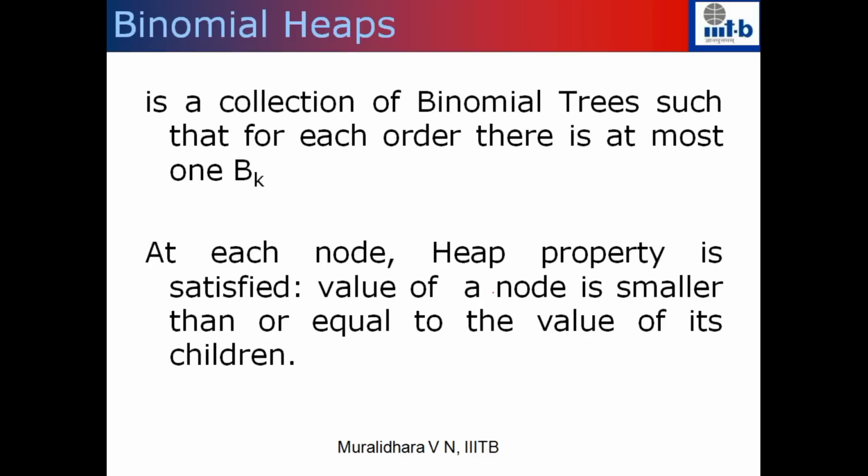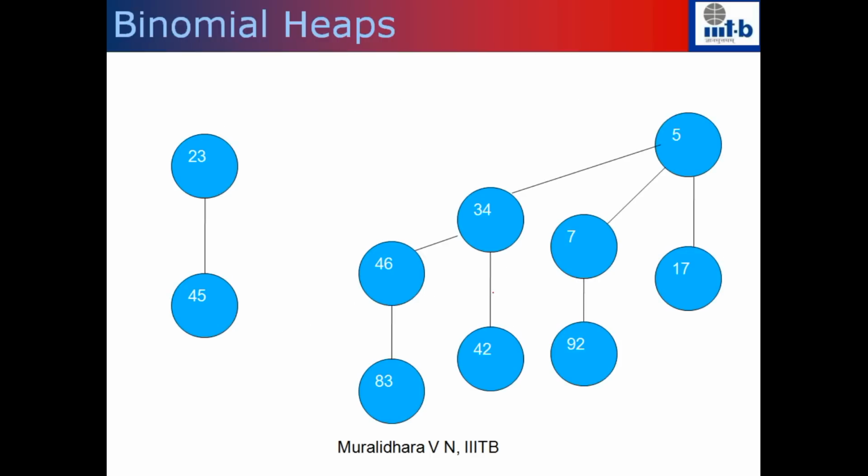There is a structural property. A binomial heap is a collection of binomial trees such that for each order there can be at most one copy of B of k, and in each of these nodes of the binomial heap the heap property should be satisfied. Let's look at an example. This is an example of a binomial heap. This is a copy of B of 1 and this is a copy of B of 3.